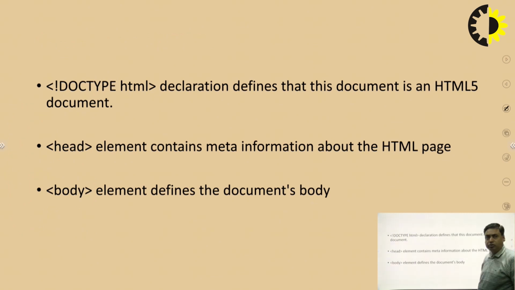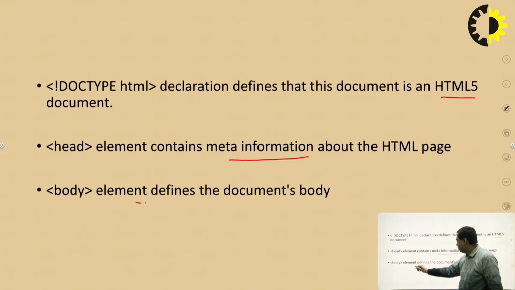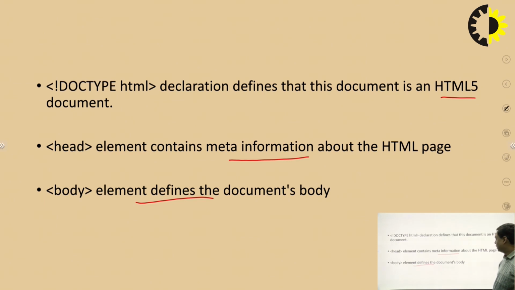Now, just to describe: when you write the doctype at the start of the HTML web page, it means it is an HTML5 document. And head is used to contain the meta information, or you can say the configuration of the web page, and this information is good for the web browser. That is why we use the head section. Body is the main area where you will write the content, and it will be tagged by your HTML tags.